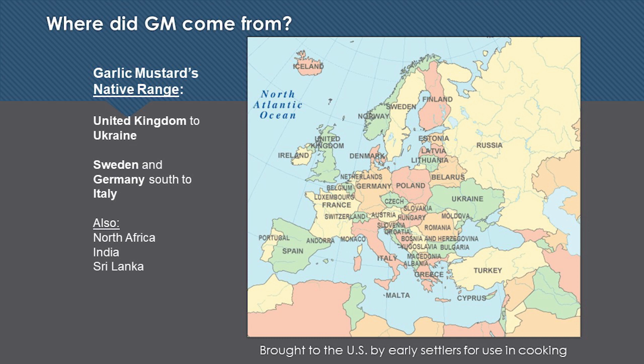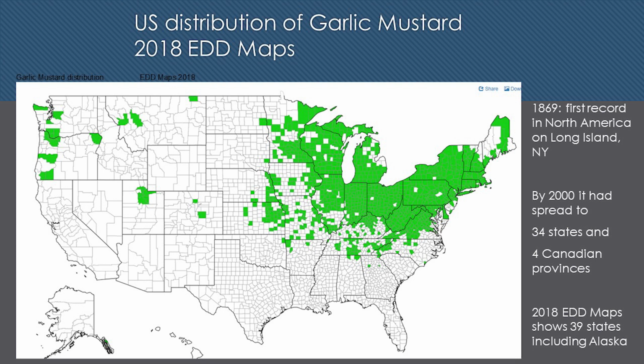Okay. So here we are. This is already getting to be an outdated map. EDDMapS is a nationwide mapping system of invasive species, and that is where it is in the United States at that time: 39 states, including Alaska, and 4 Canadian provinces at that time.